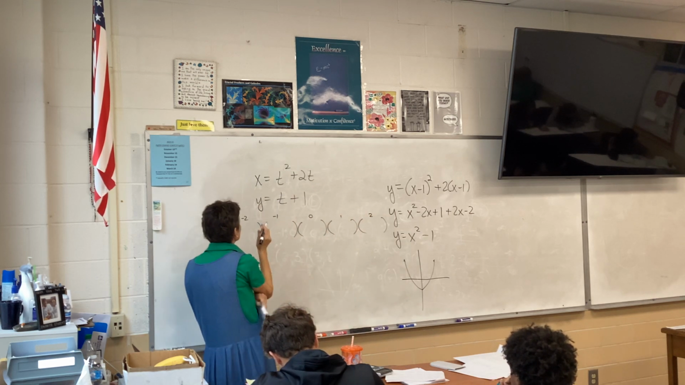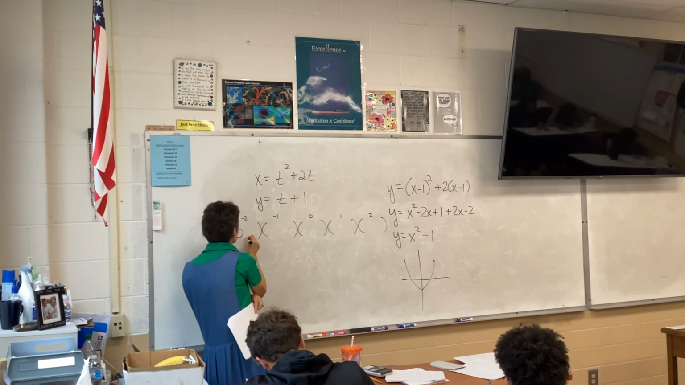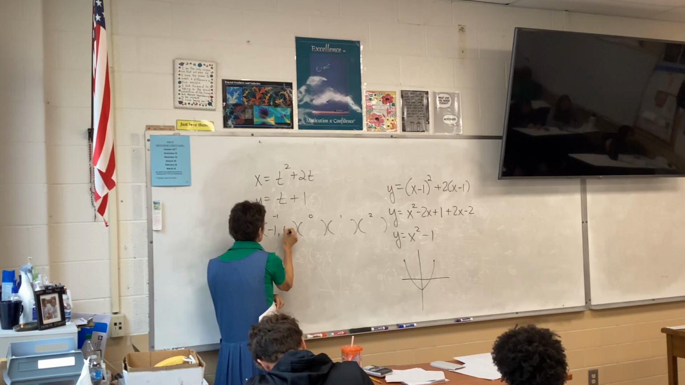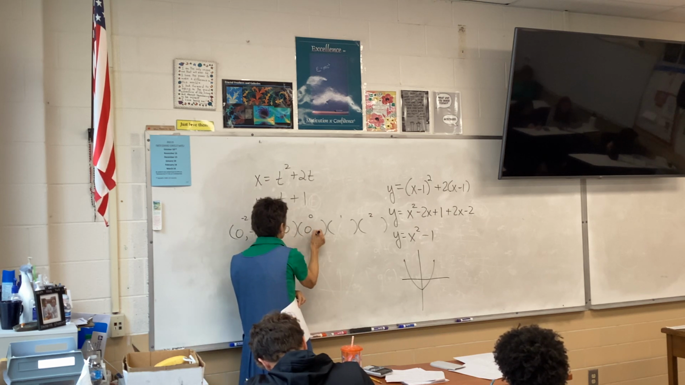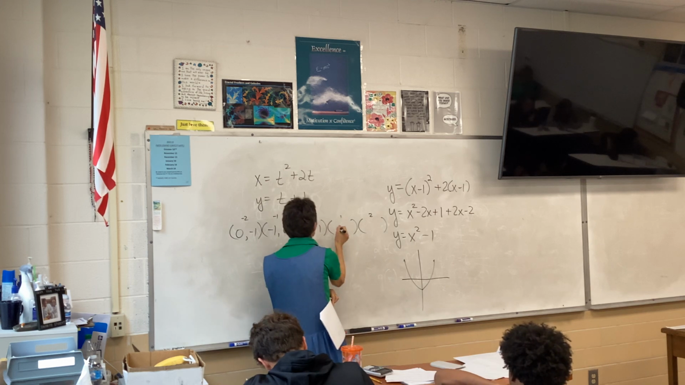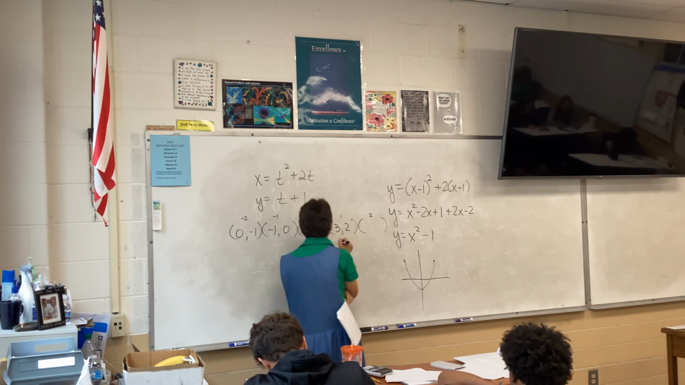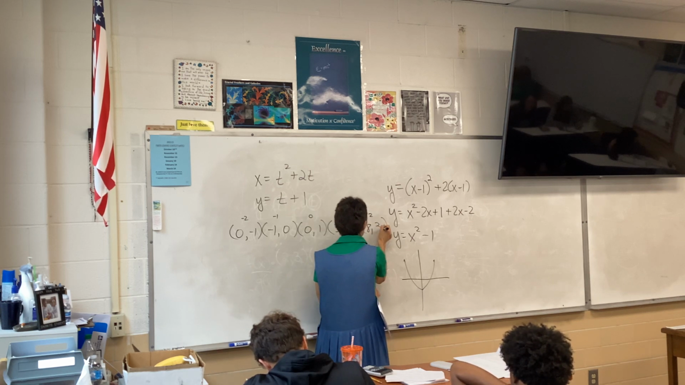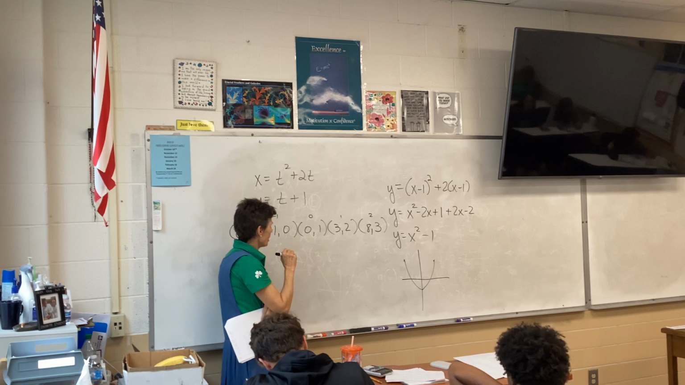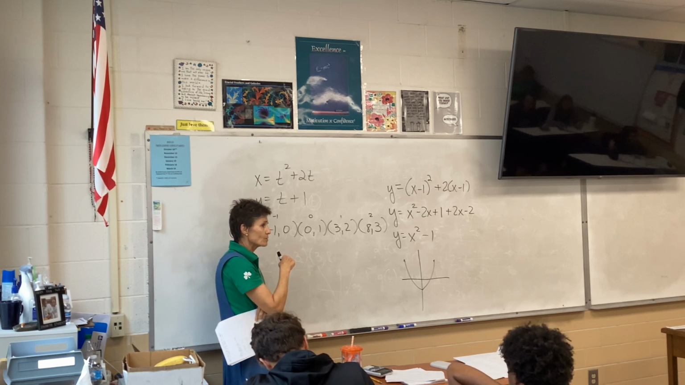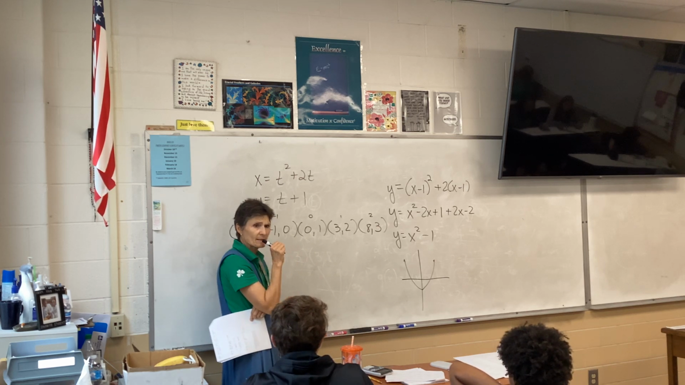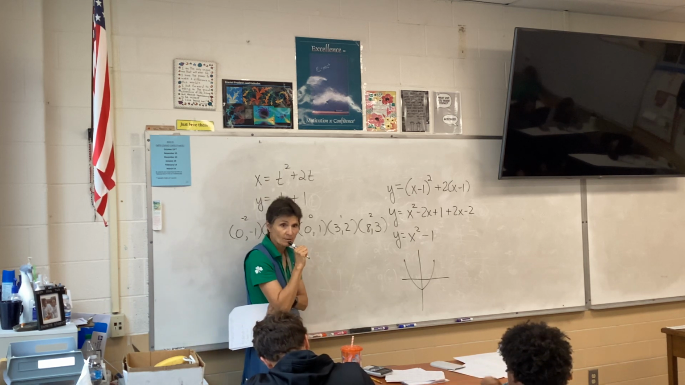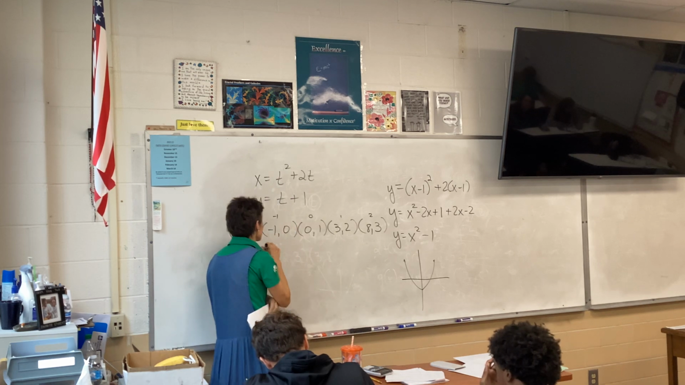0, 1. So it'll be 0, -1. -1, 0. 0, 1. 3, 2, 8, 3. Wait, I erased them. Are those just the backwards of what we got before? Yeah. Does that make sense? Yeah, because what did I do? I switched the x and the y. So that makes sense, okay.